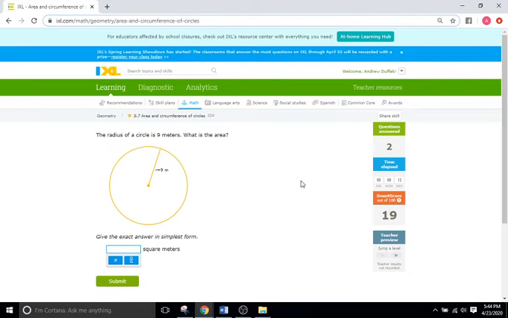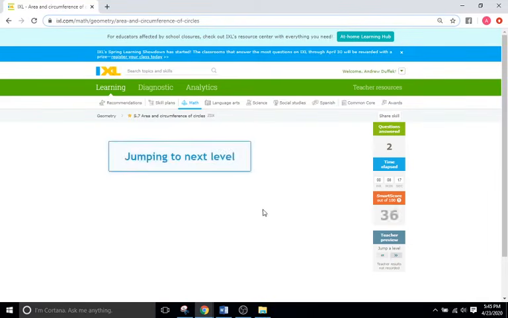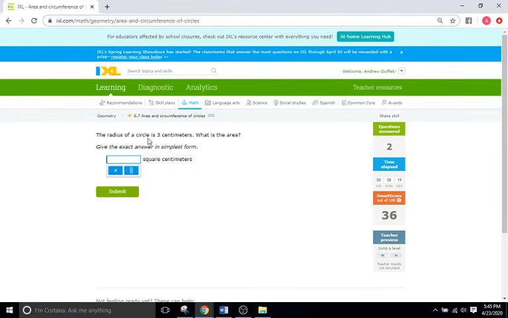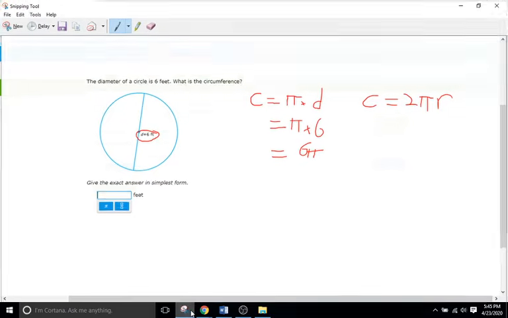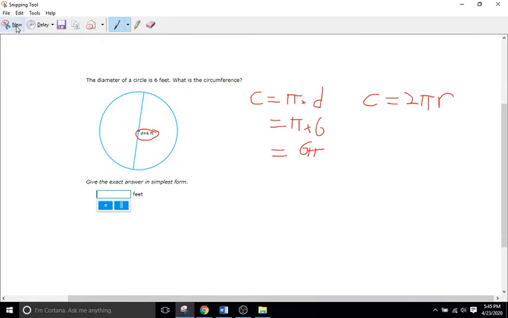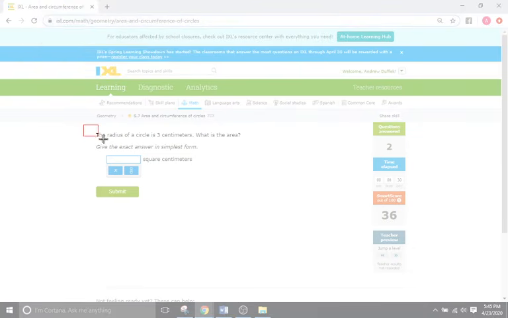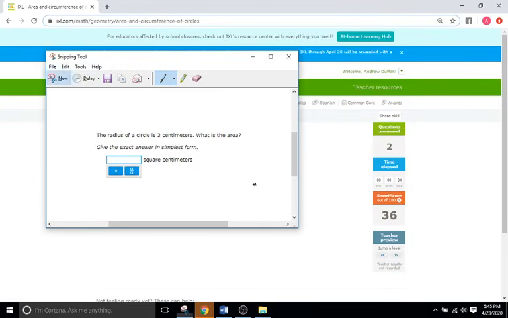Bingo. Okay. This one is just asking for the area, so we will skip it. The radius of a circle is 3. What is the area? So this is the exact same problem as we just saw, except they do not give you a little picture like this. They just give you words, but it's the exact same problem, just as easy.